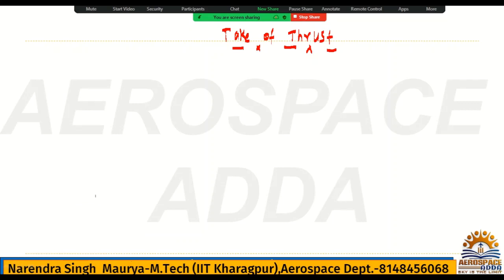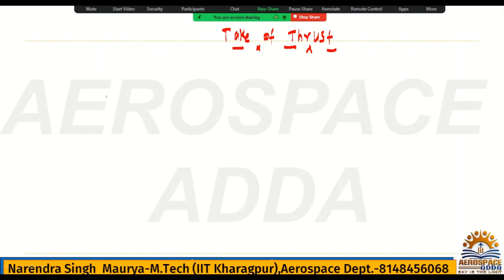Just like we had seen the advantages and disadvantages, like for turboprop takeoff thrust is good. So what is the takeoff thrust? That we should know. Takeoff thrust is an important parameter that defines the ability of an aero engine to provide a static and low speed thrust that enables the aircraft to take off under its own power.